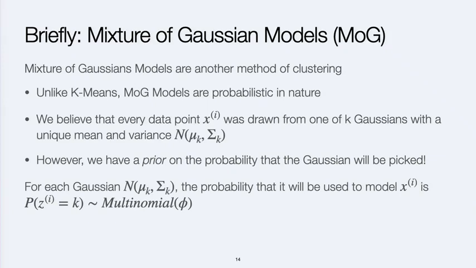For each Gaussian, the probability that it will be used to model a data point xi is a multinomial distribution. A multinomial distribution is like a binomial distribution, but expanded upon: instead of having two classes, you can have K number of classes. The challenge here is that we don't know what this phi parameter that defines the multinomial distribution is. So there's a lot of unknowns in mixture of Gaussian models that we are trying to estimate. Phi is one of them, and then all of the means of the Gaussians, and finally the covariances of all the Gaussians. Those are the three parameters that we're trying to optimize for with mixture of Gaussian models.